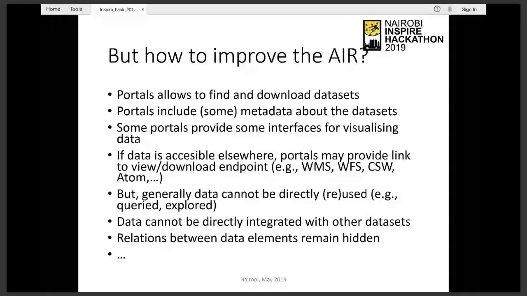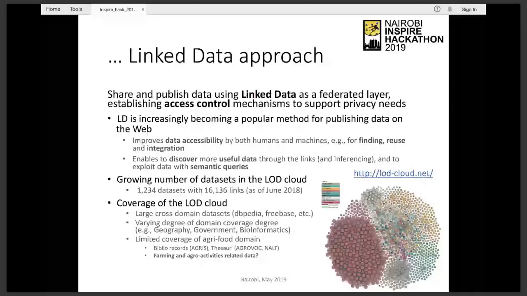So that's why we usually adopt the linked data approach to share and publish data. We use linked data as a federated ledger with, of course, access control mechanisms in order to enable the opening and sharing of the data. Linked data is becoming a very popular method for publishing data on the web because it improves accessibility and also enables discovering more useful data through the links, and exploitation with semantic queries. There is a growing number of data sets available as linked data, but in the agri-food domain there are not that many. So it's important.